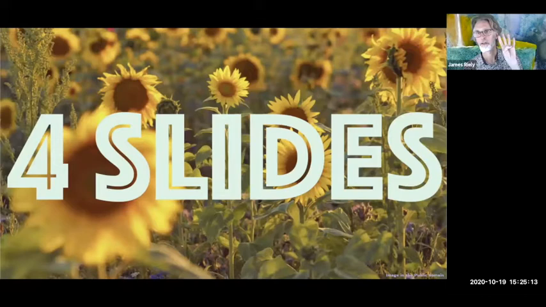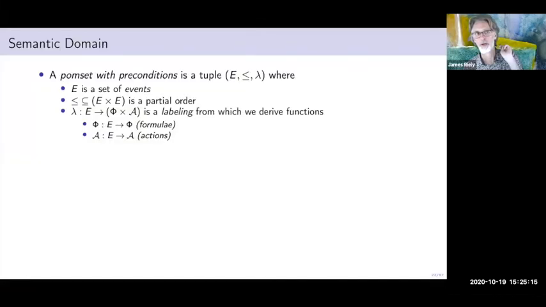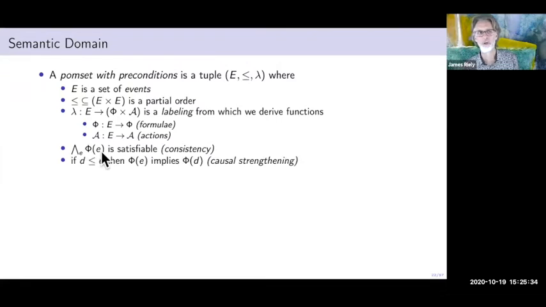All right. So a Pomset is what you expect. The only thing I'm going to do here is put formulas on these Pomsets in addition to action labels like reads and writes that we've been seeing. We'll make a consistency requirement for these formulas. So the conjunction of all these formulas should be satisfiable, and we'll somehow relate the formulas to the order.